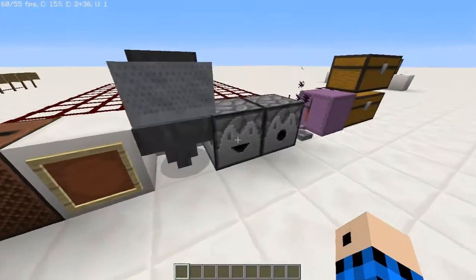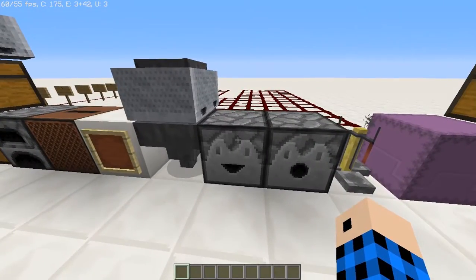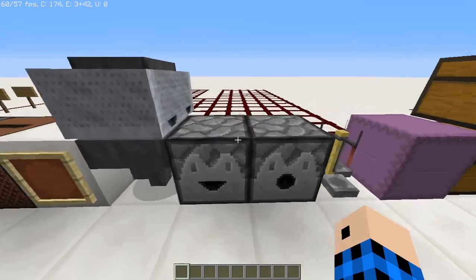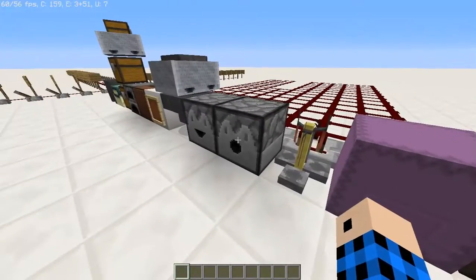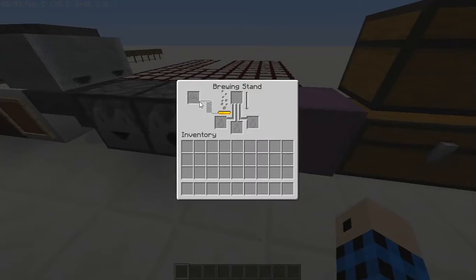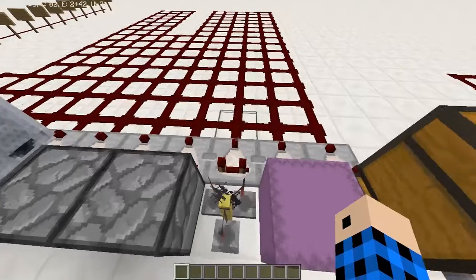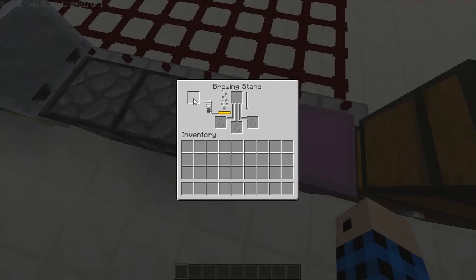And it's the same thing for dispensers and droppers. Brewing stands, it's how much fuel you have already loaded into it. Doesn't matter, as you can see. But the blaze powder here, up to 64 here, and then 1 bottle in each of these slots.